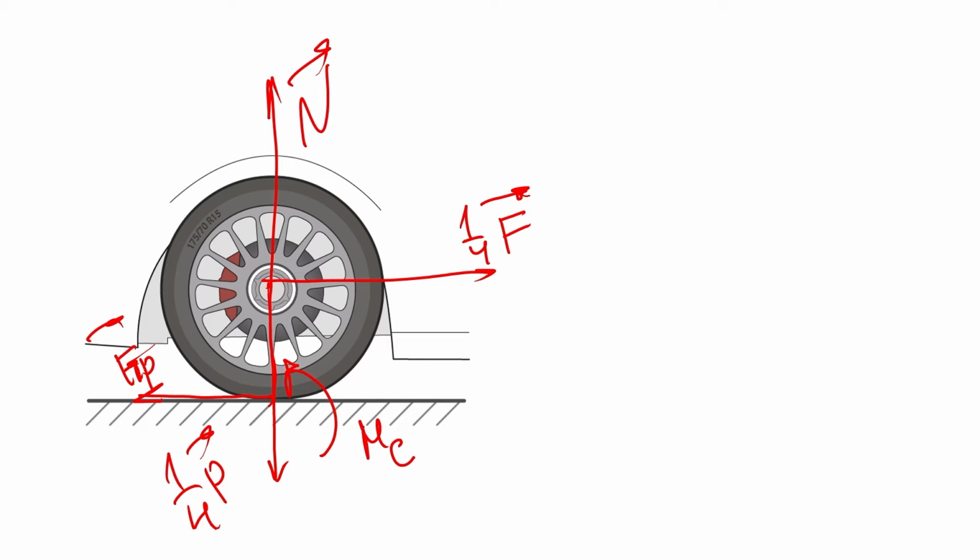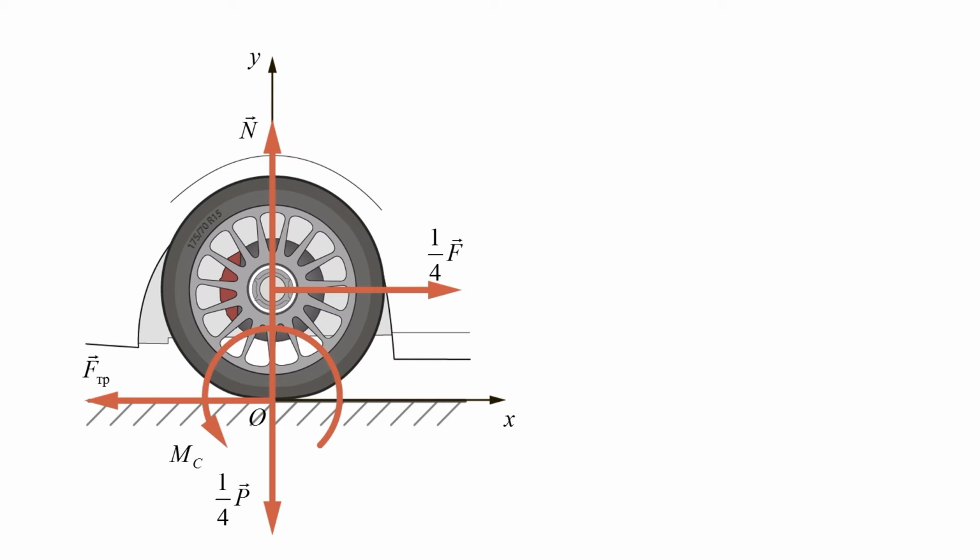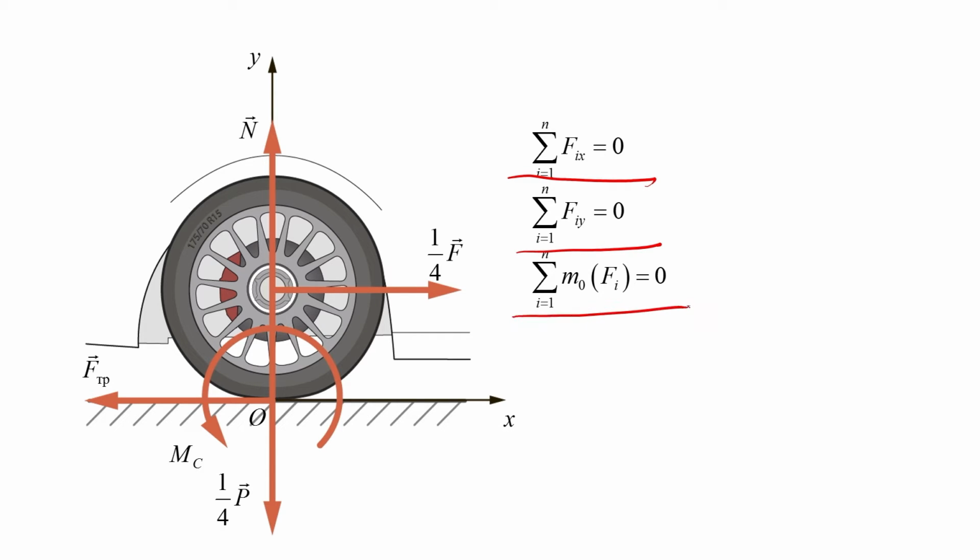A wheel is under the action of a coplanar force system, so we have 3 equilibrium equations. The sum of projections of all forces on the axis x, the sum of projections of all forces on the axis y, and the sum of moments of all forces with respect to the point O. The axes x and y have their origin at the point O. The axis x extends to the right, and the axis y extends upward. Then the equations have the following form.